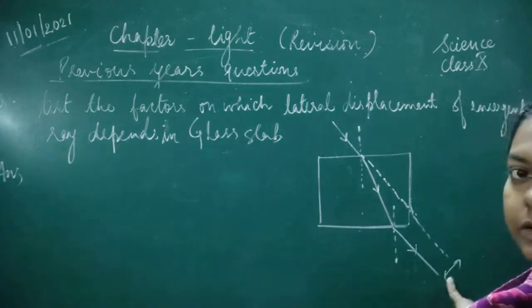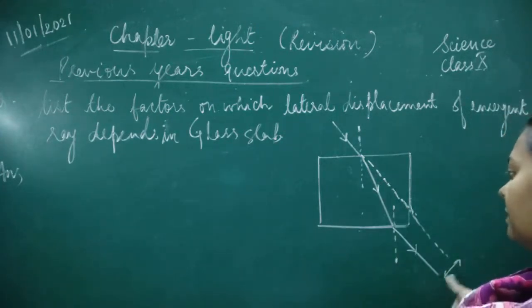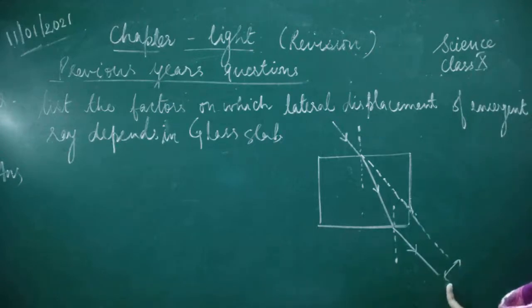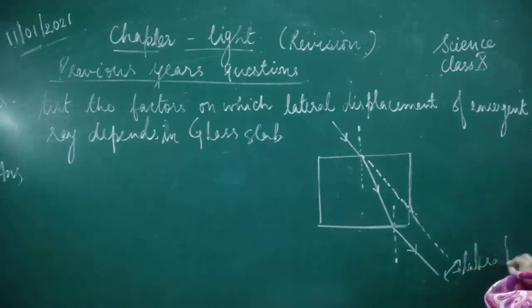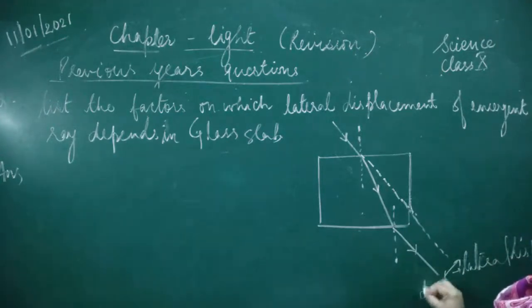This would have passed from this side, and this difference between the emergent ray and the actual ray of light which might have passed through this glass slab undeviated is known as lateral displacement. Okay, this is known as lateral displacement.